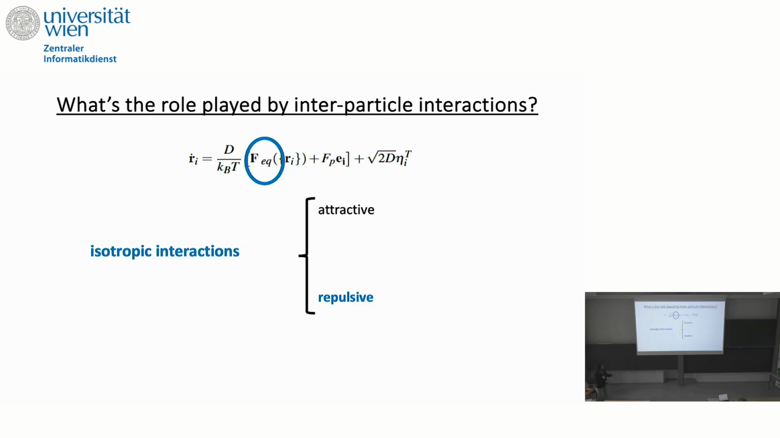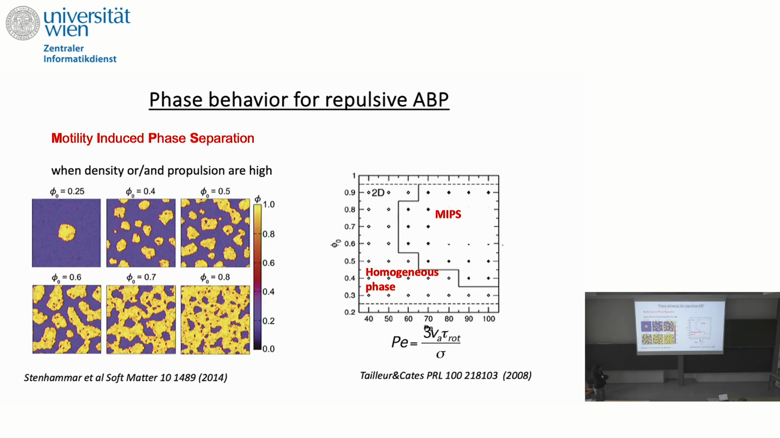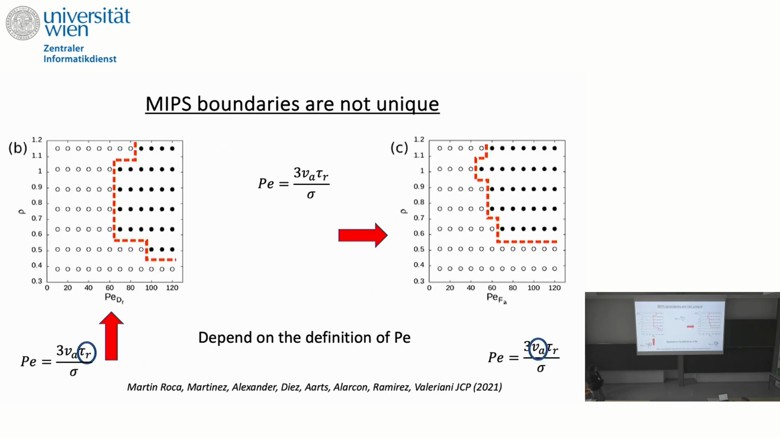And what about when interactions are repulsive? As Mike Cates and Julien Tailleur showed us 15 years ago, when increasing the particle concentration and the activity, a system of repulsive active Brownian particles undergoes a motility-induced phase separation. So the system phase separates into a dense region, here in yellow, and a dilute region, here in purple. It is a very interesting effect because here there is no explicit attraction between particles. This phase separation is induced by particle motility.